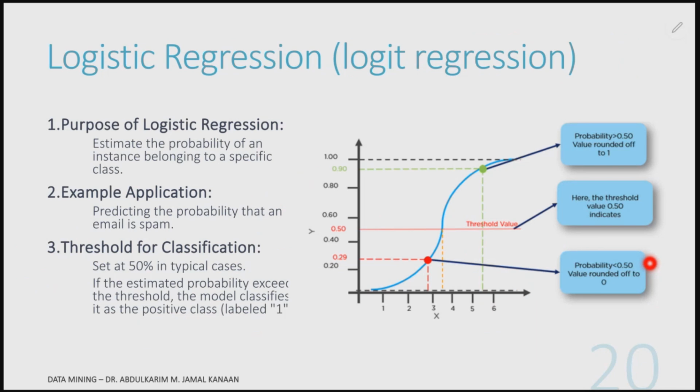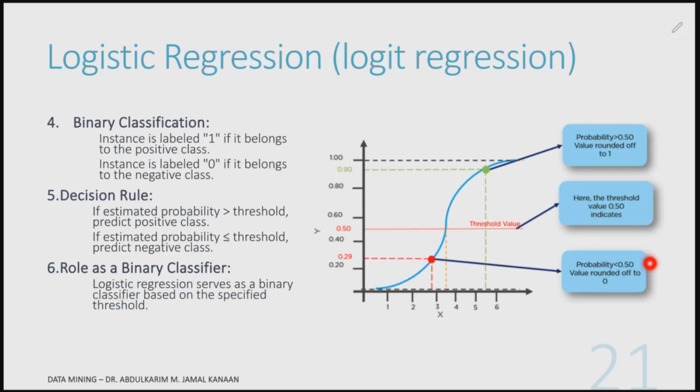Okay, so here what we do again, we estimate the probability of an instance belonging to a specific class, for example, predicting the probability that an email is spam, as in this figure. Then we set a threshold, let's say 50%, that means 0.5. In the typical case, if the estimated probability exceeds the threshold, then the model classifies it as positive, let's say label 1. So an instance is labeled 1 if it belongs to the positive class, and labeled 0 if it belongs to the negative class.